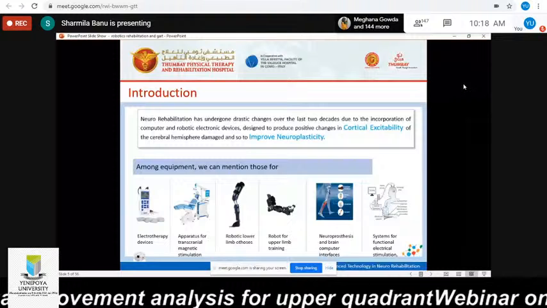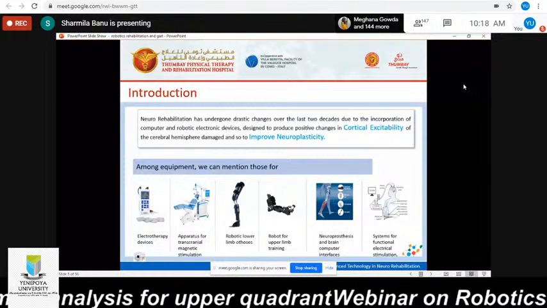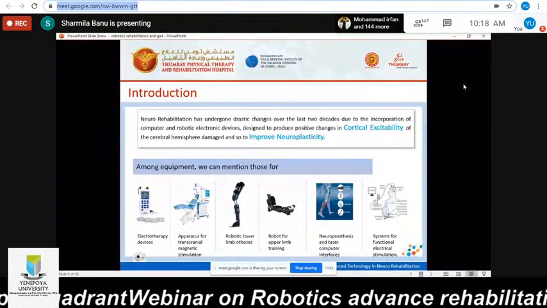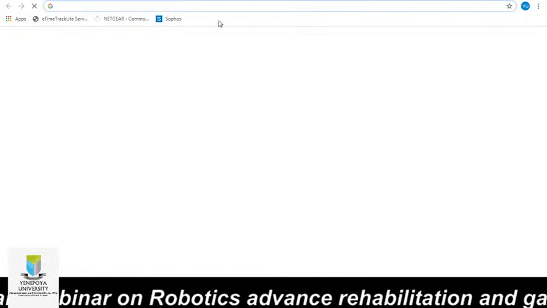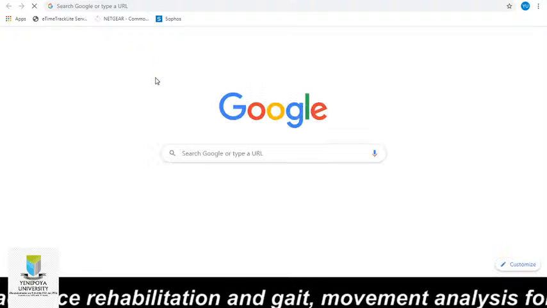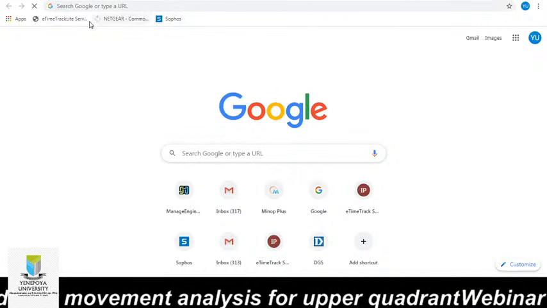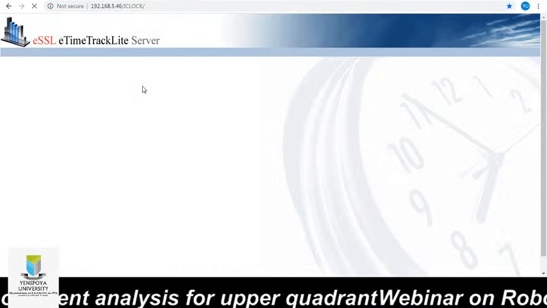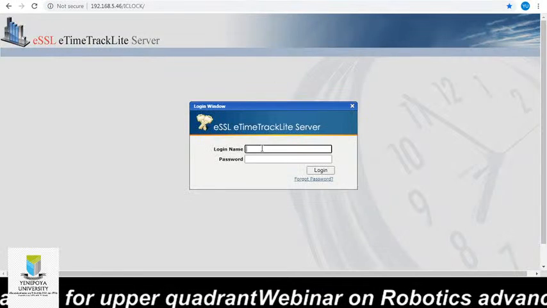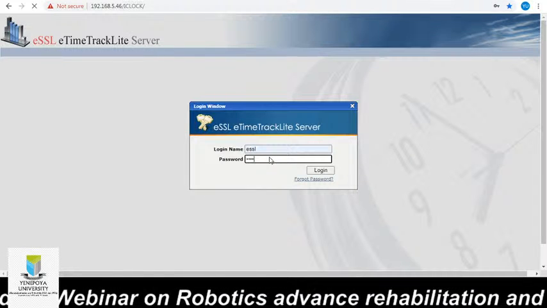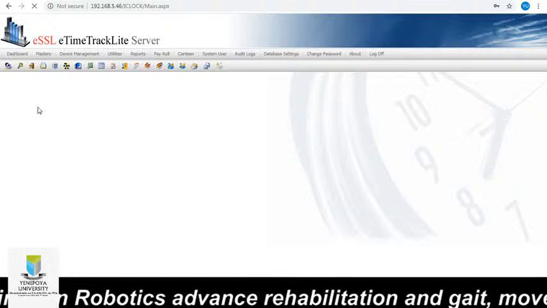Thank you. Now, when you come to neurorehabilitation, it has had drastic changes over the last 2 decades. But what are the main components of neurorehabilitation? Increasing cortical excitability and improving neuroplasticity. So in this slide, I have explained the equipment we use: electrotherapy devices, apparatus with transmagnetic stimulations, and robotic orthosis and robotic upper limb. Many such robotic rehabilitation equipments are available in the market now.